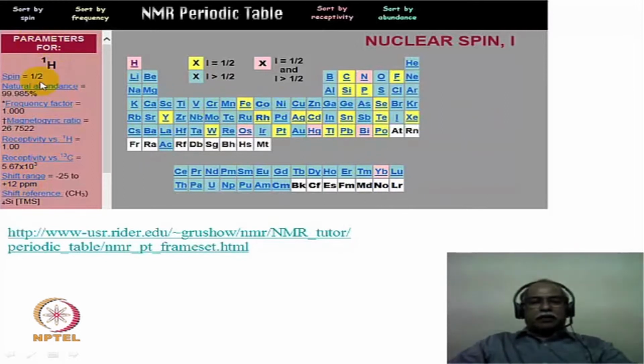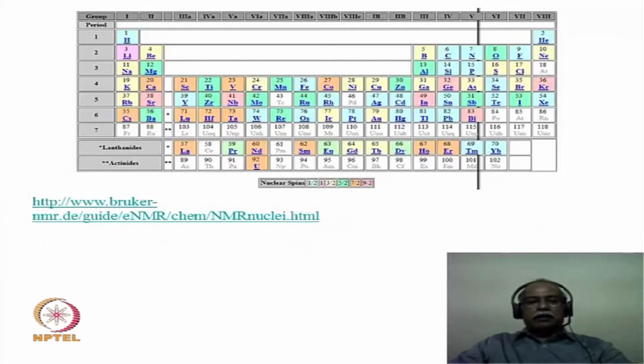this particular bar here, it tells you very valuable information regarding the parameters that are useful for nuclear magnetic resonance spectroscopy. It tells you the spin of the particular nucleus, the natural abundance, its availability in nature, for example, the frequency factor, the gyromagnetic ratio, and so many other parameters are listed on the left hand side bar of this particular slide.